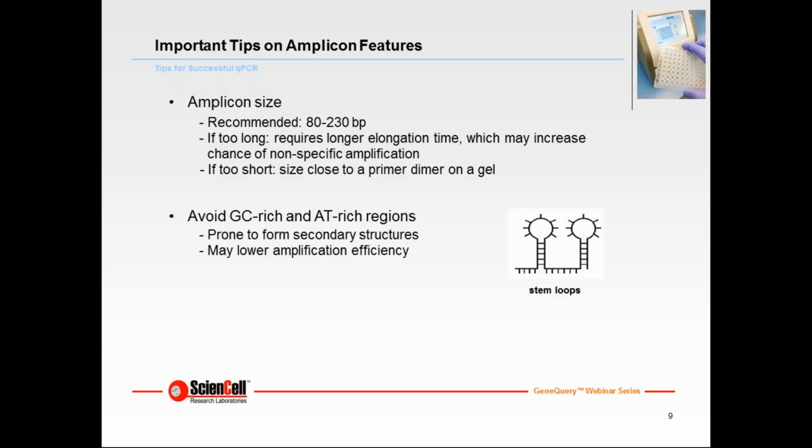Lastly, avoid GC-rich and AT-rich regions, as they are known to form secondary structures such as stem loops and may lower the amplification efficiency.